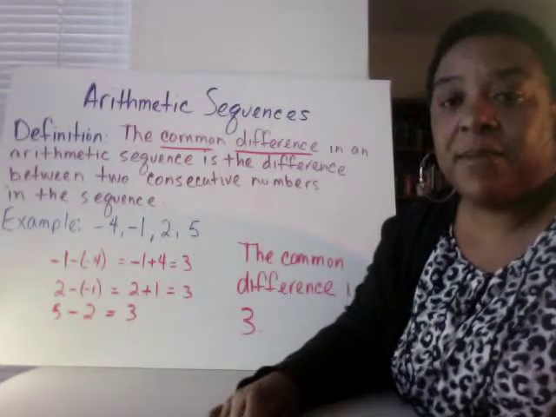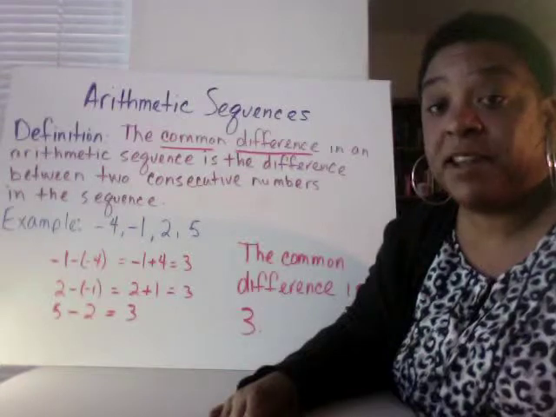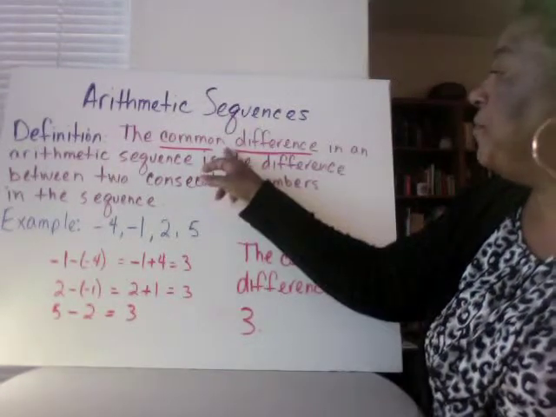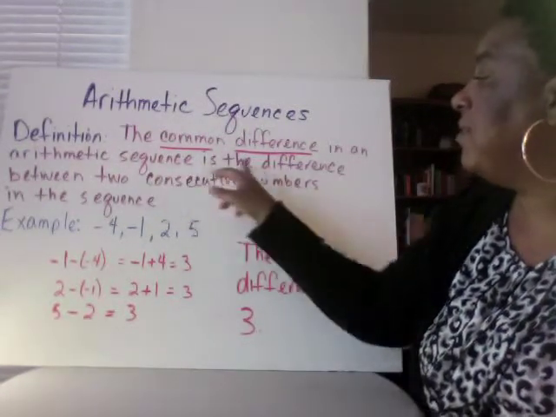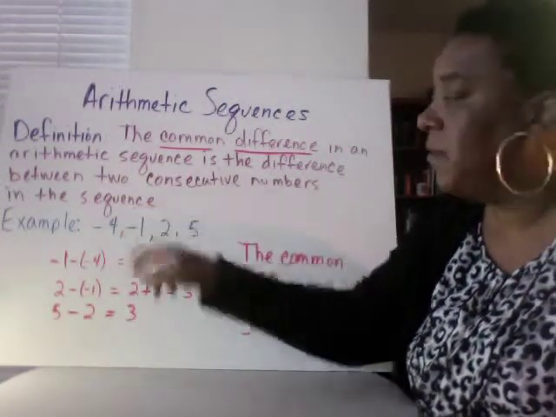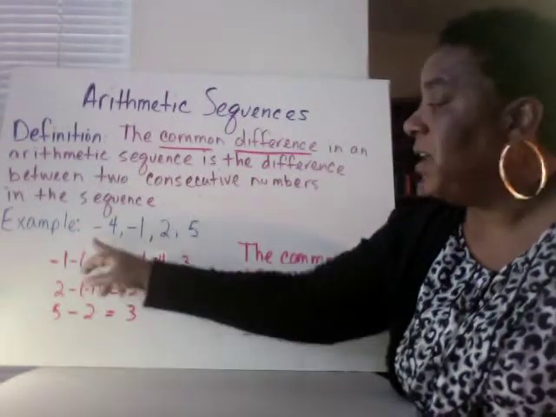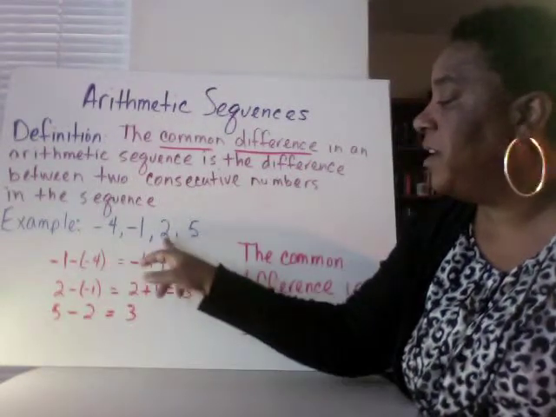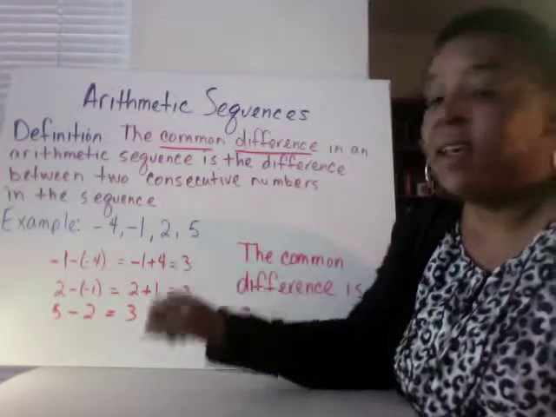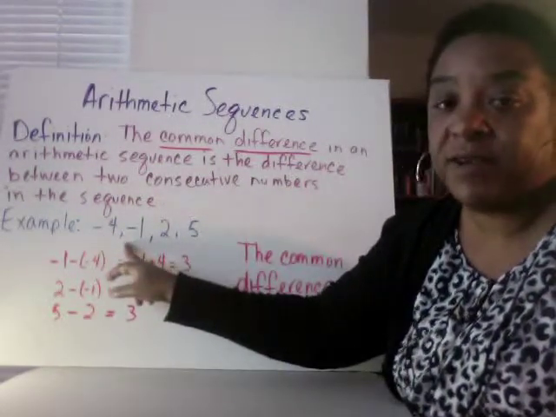Now, the list of numbers in an arithmetic sequence is found by something called the common difference. The common difference in an arithmetic sequence is the difference between two consecutive numbers in the sequence. So we want to find the common difference of our example of -4, -1, 2, and 5. Let's look at the first two numbers in our sequence and find the difference between them.